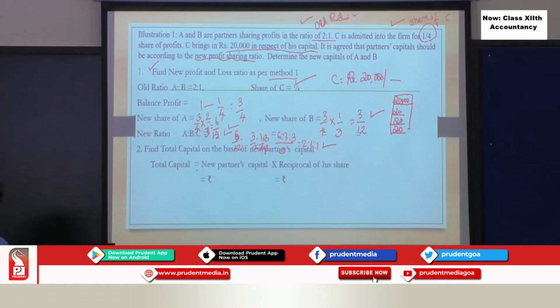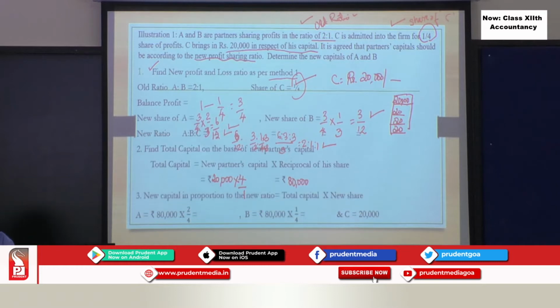Total capital is equal to new partner's capital multiplied by reciprocal of his share. So, what is the total new partner's capital? Rupees 20,000 multiplied by 1 upon 4, we will make it opposite, the reciprocal. Okay, so, we will get 4 divided by 1, which is equal to rupees 80,000. So, 80,000 is the total capital of the firm.